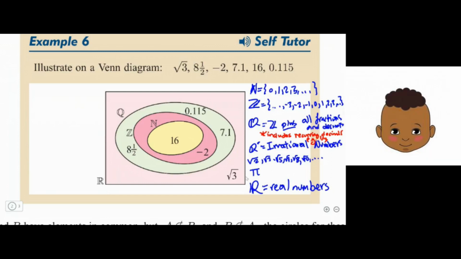Okay. Sir, can I ask you something? Yes, by all means. The N is the 16, the Z is the -2, and the Q is the 8.5, 0.115, and 7.1, and the R is the Q and the square root of 3, right?